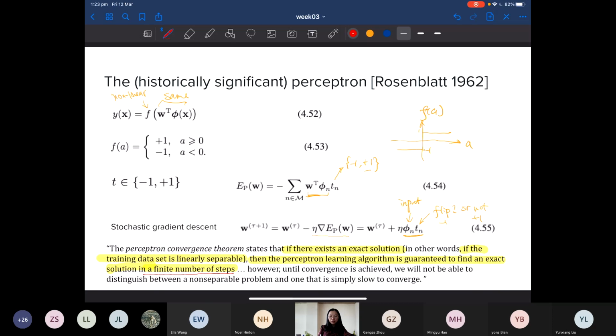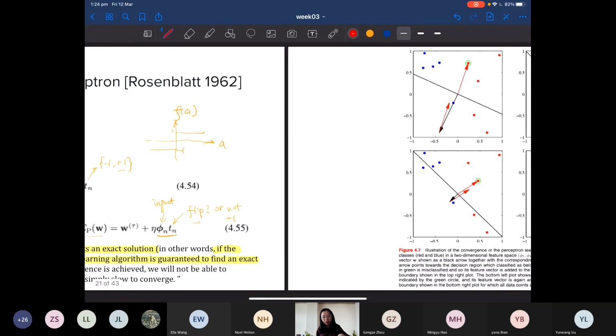The bad news is that until convergence is achieved, we don't know when that optimal or separable solution will come. In essence, if we found this solution, great. But if we haven't found it yet, we don't know whether it will come. This class will not cover theoretical guarantees of machine learning, but these statements just give you a flavor of it.